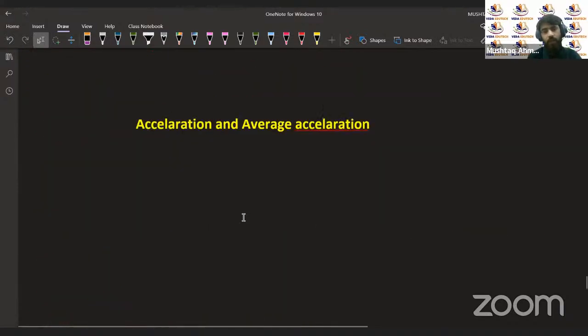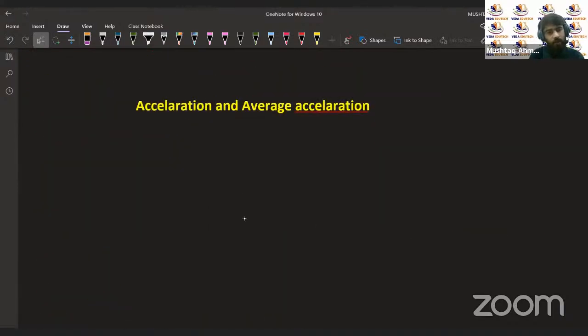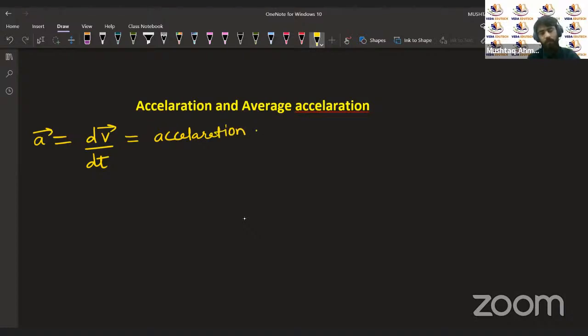So we're defining here acceleration. Acceleration is defined as the rate of change of velocity with respect to time. So this is the acceleration, right? So rate of change of velocity is acceleration, or we can find the magnitude of acceleration as the magnitude of this dv vector upon dt, right?